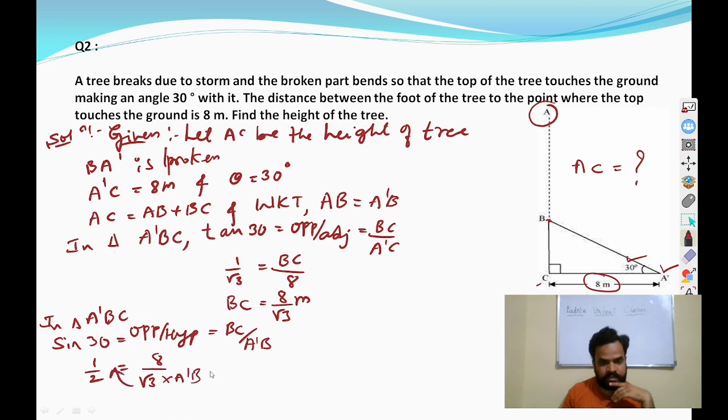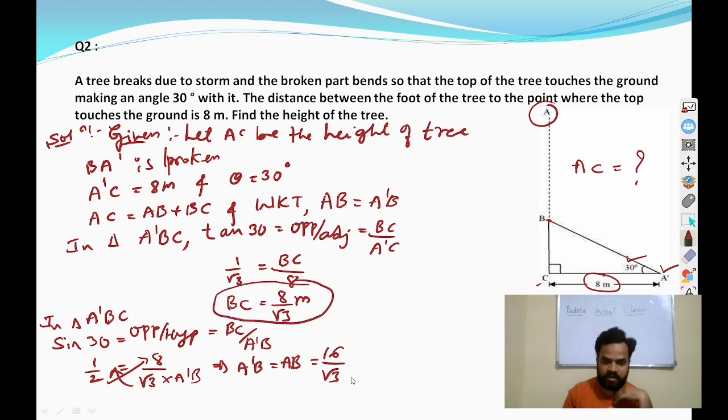I will cross multiply here. Now this implies how much I got? A dash B is equals to, or A dash B is also equals to AB. Both are same. AB is equals to how much we got? This 2 is also cross multiplying here with 8. It will become 16. 16 by root 3. Right? So here I got BC as 8 by root 3. Here I got A dash B as 16 by root 3. What I want to find is, therefore AC is equals to AB plus BC, which is equals to 16 by root 3.